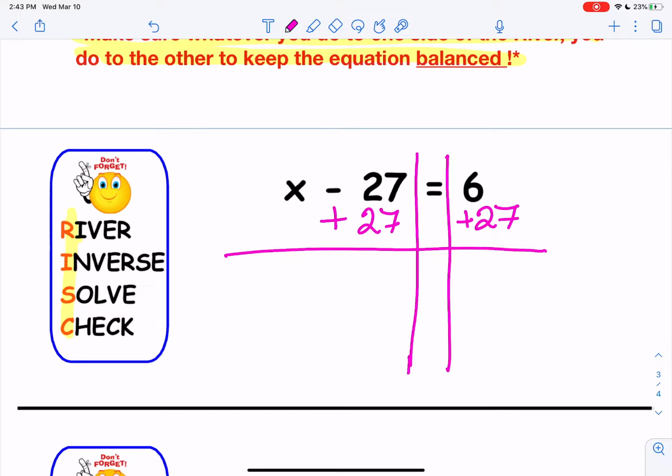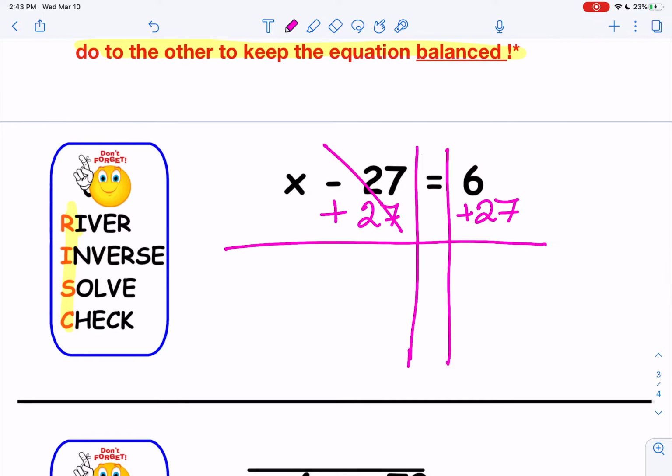So now we have 27 positive, right? And we have minus 27. So 27 subtract 27 is 0. They cancel out. Or positive 27 plus negative 27 would be 0. It cancels out. And lo and behold, we get x all by itself.